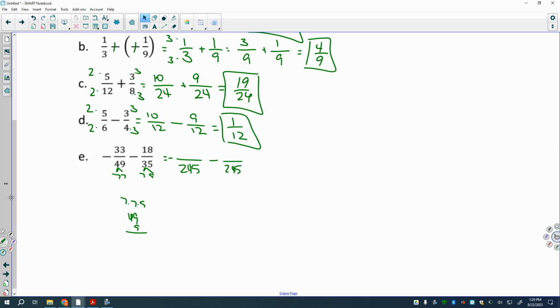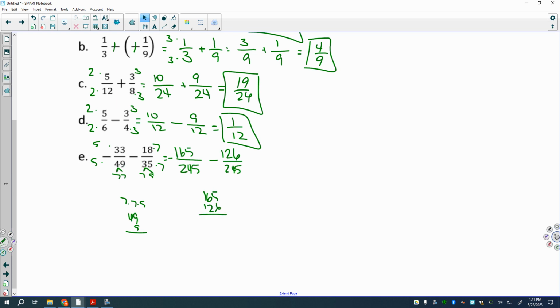Now, looking at that, that means I have to take this times 5. It means I take the top times 5. 33 times 5 is 150 plus 15, 165. And here I had to multiply by a 7. I'm going to multiply the top by a 7. 70 and 56 is 126.